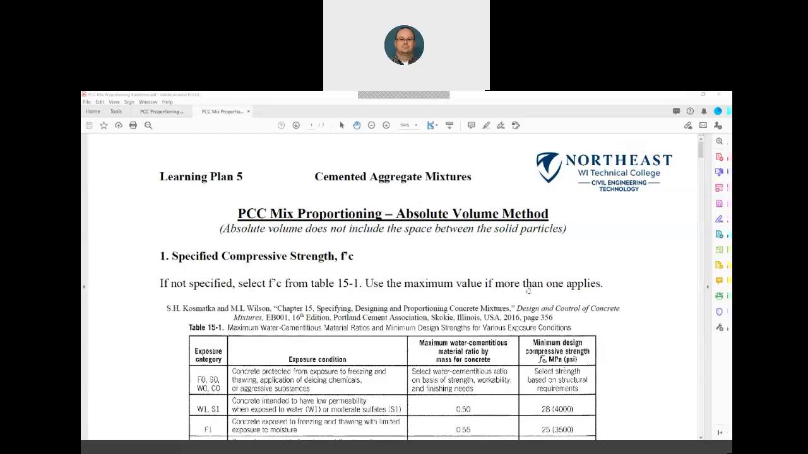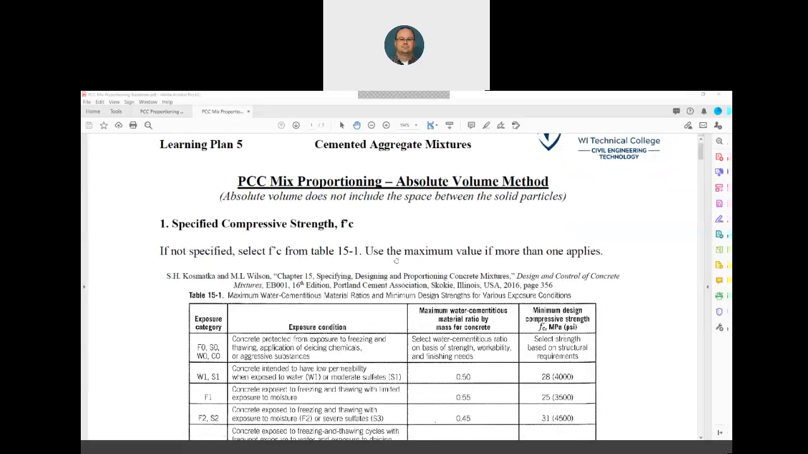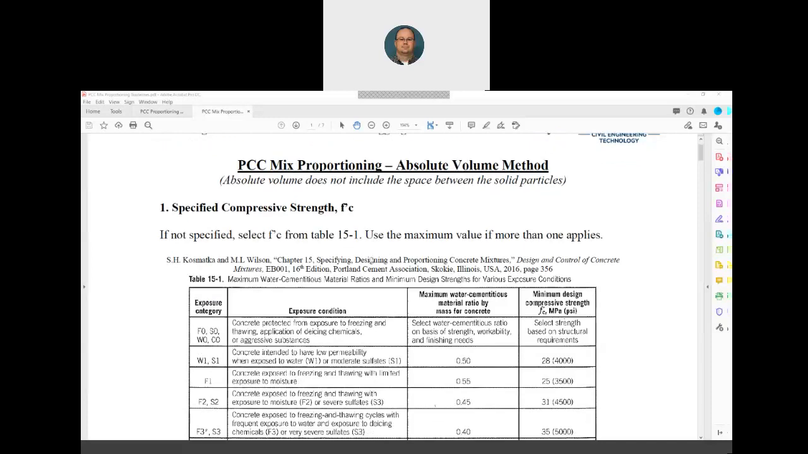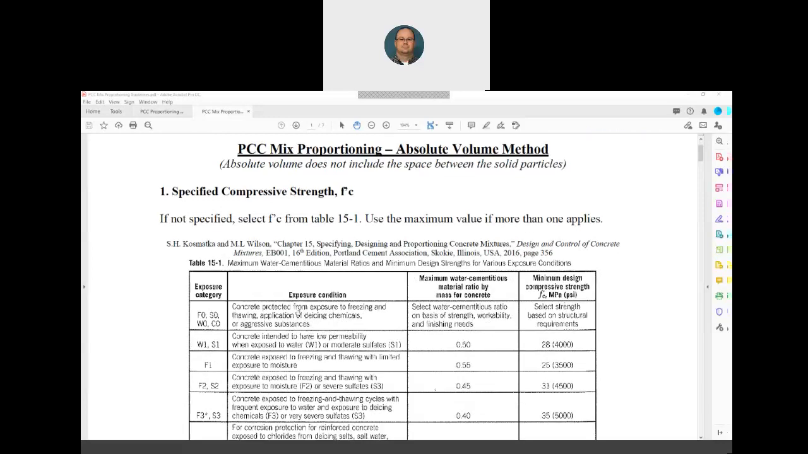Use the maximum value if more than one applies. So if I don't specify a mixed design, we've got to decide where that concrete is being placed, and we've got to pick the largest value. Looking at the exposure category F0, S0, W0, C0: concrete protected from exposure to freezing and thawing, application of de-icing chemicals or aggressive substances. Obviously this does not apply to Wisconsin, because we have freezing and thawing.